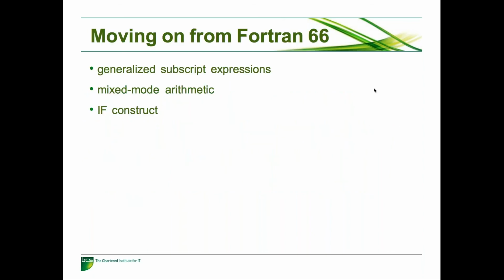So what happened when we moved on from Fortran 66? First of all, generalized subscript expressions. Fortran 66 had extremely limited subscript expressions. You could have a constant times a variable plus or minus a constant, and that was to fit in with the IBM 704 hardware. Anything more complicated, you had to put into a separate variable and then use that variable. Mixed mode arithmetic: formally there was no mixed mode arithmetic. You had to use conversion functions to add an integer to a real number.